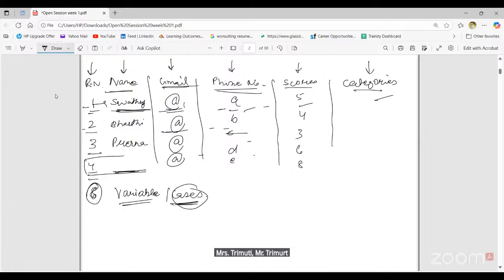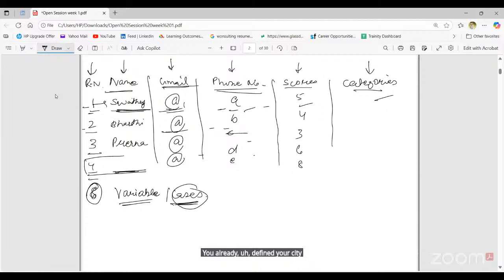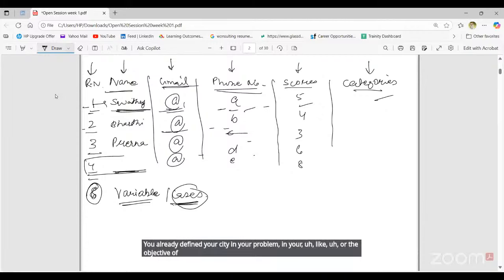Yeah, when you said that you want to collect the data of Chennai people only, then you are already determined that you are taking only Chennai people. You already defined your city in your problem, in the objective of data collection.